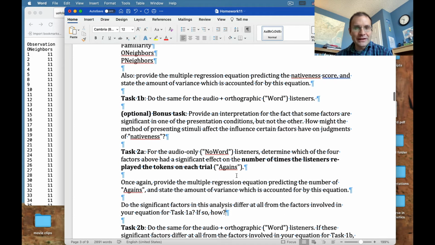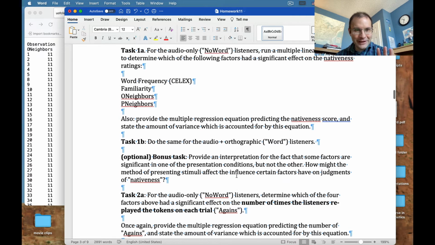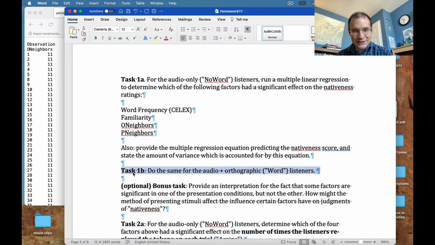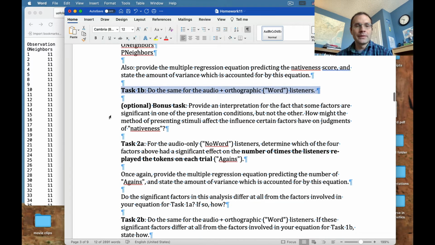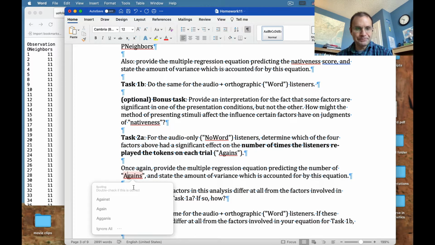Also, I just want to make it clear that for task 1B, when I say do the same, I mean do this part of the task: determine which of the following factors are significant, and then also part 2: provide the multiple regression equation for the nativeness score, and the amount of variance which is accounted for by that equation. Do that for all 4 of these tasks, whatever you come up with.